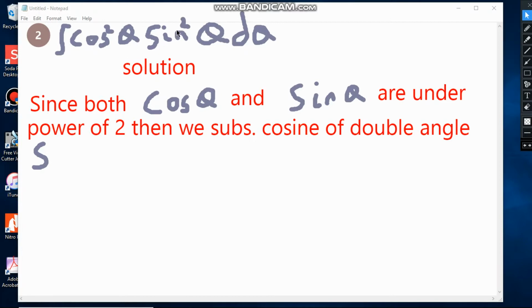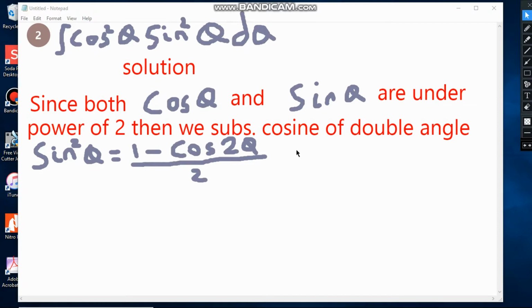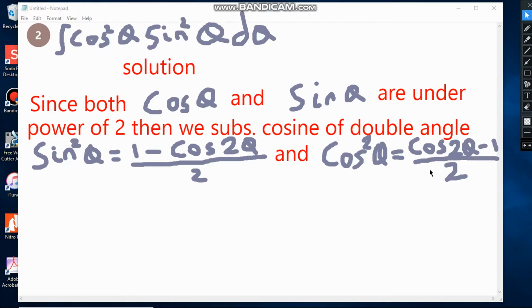So sine square of theta is equal to 1 minus cos of 2 theta divided by 2, and cos square of theta is equal to cos 2 theta minus 1 divided by 2. So when I substitute, where there is cos square of theta, I put this one, cos 2 theta minus 1 over 2, and where there is sin square of theta, I put this one, 1 minus cos 2 theta over 2. So I have the following integral.